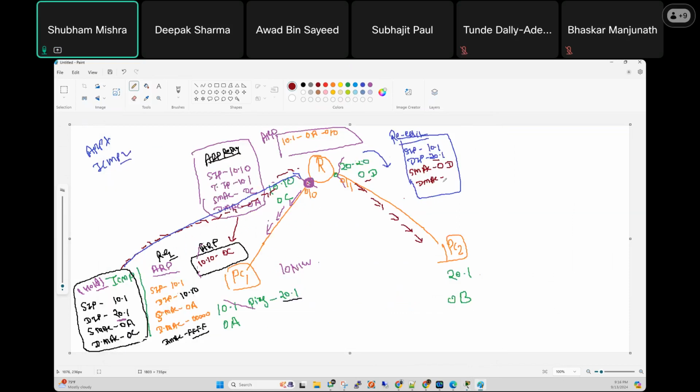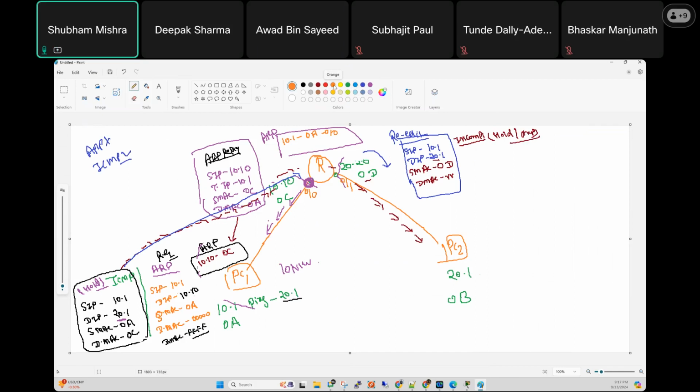It means you can say this ICMP packet on this router is again incomplete. So what will the router do? Either the router will hold it or the router will drop it. Understand everyone? Clear?